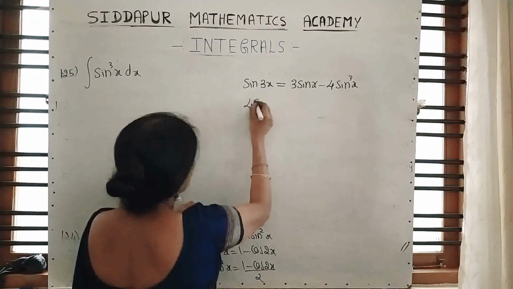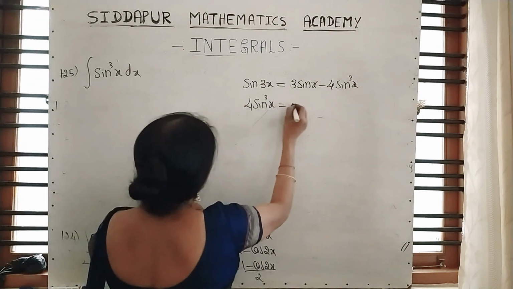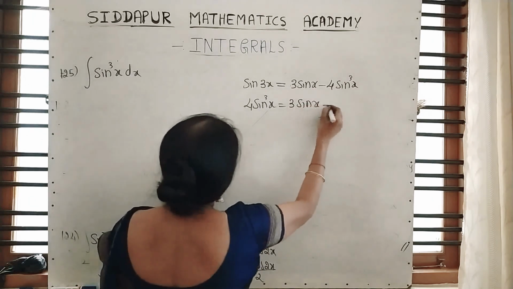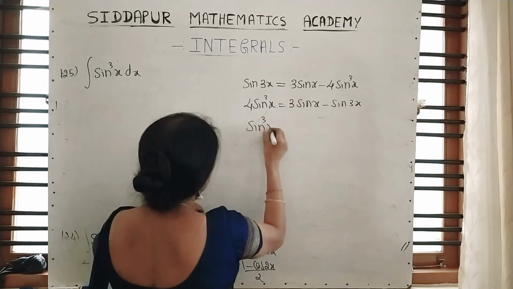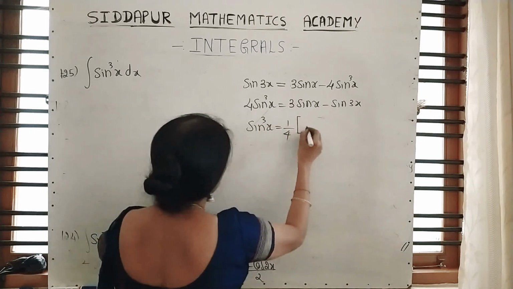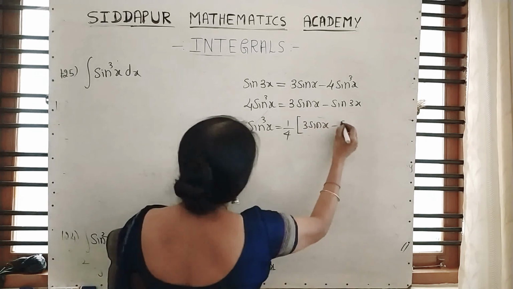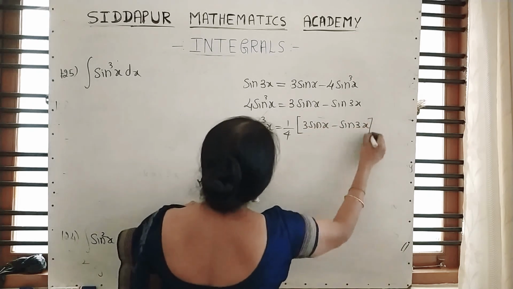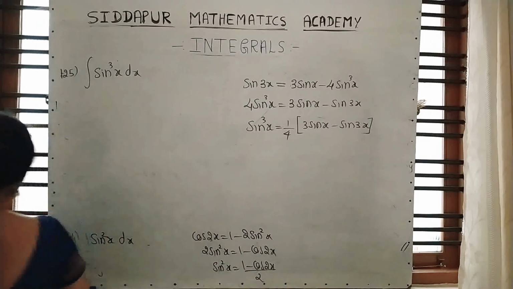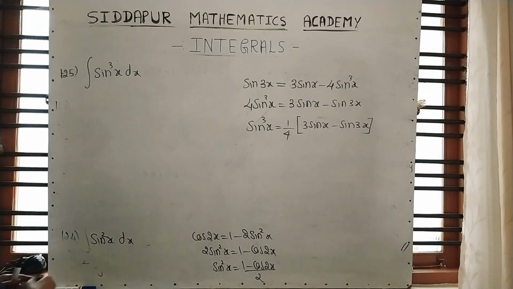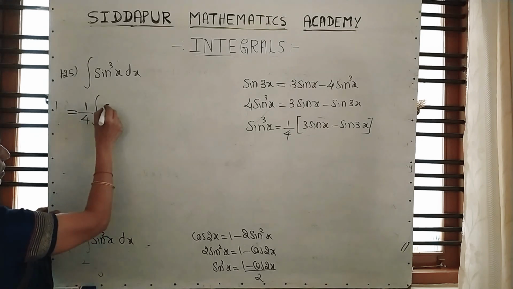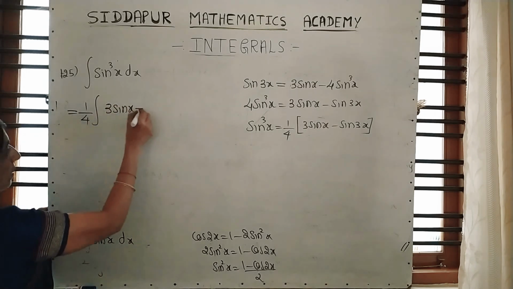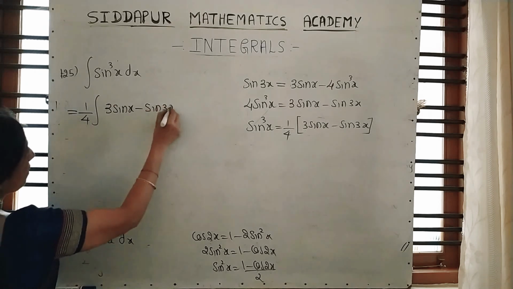Rearrange this. 4 sin cube x is equal to 3 sin x minus sin 3x. Sin cube x is equal to 1 by 4 times 3 sin x minus sin 3x. There is another method also. You can split and you can solve. Better you try that. I will explain this method. So in place of sin cube x, we have to write 1 by 4 times 3 sin x minus sin 3x.